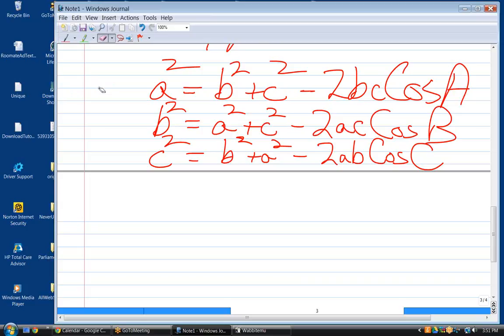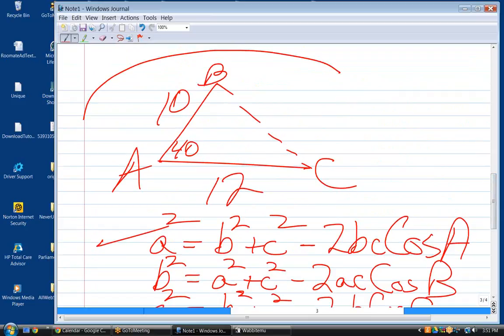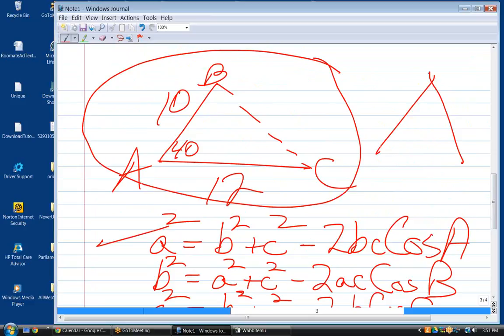The biggest problem is memorizing it. But notice you only have to memorize one of them. If you memorize one of them, you see the pattern, and you can figure out the other two. So it doesn't really matter what you're solving for, which side or which angle. Now, where do you use the law of cosines? You use it in this situation, and you use it in only one other situation, where you have three sides.